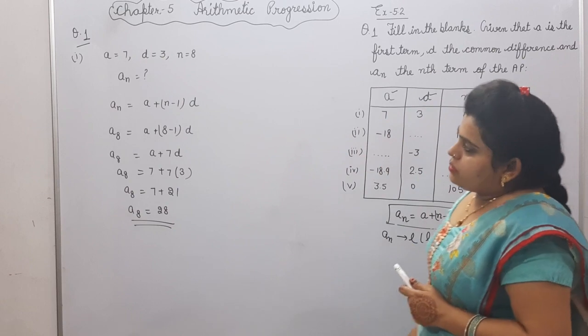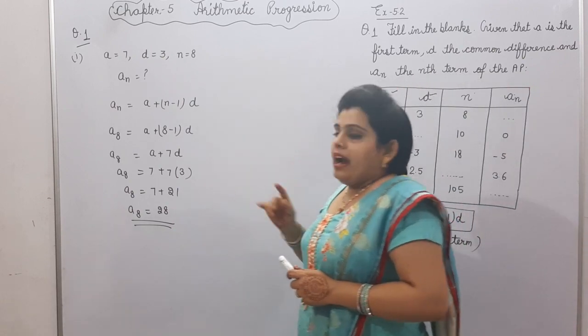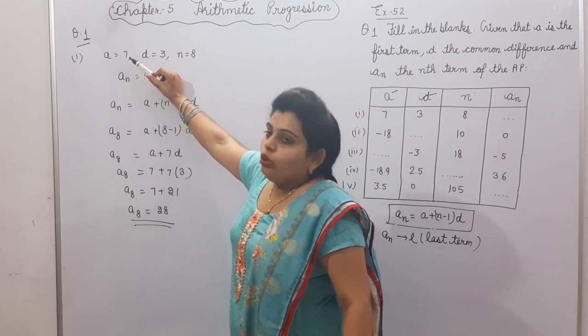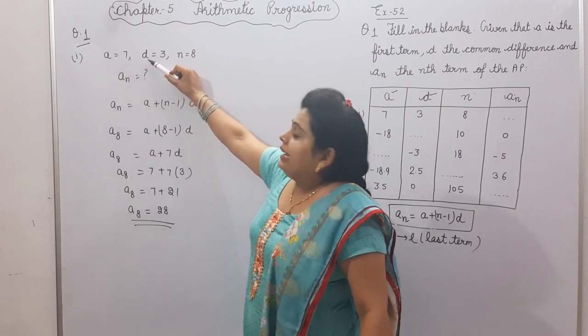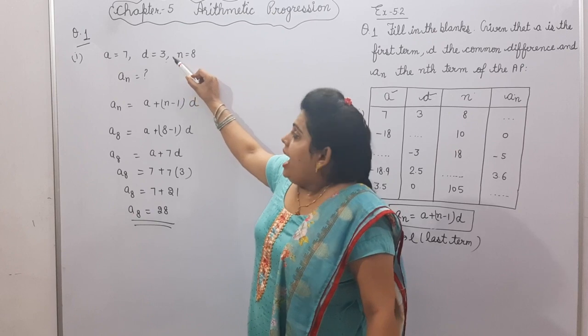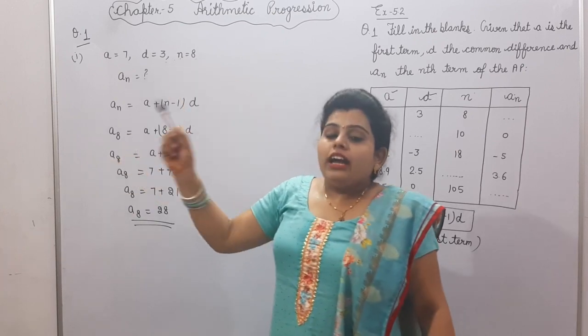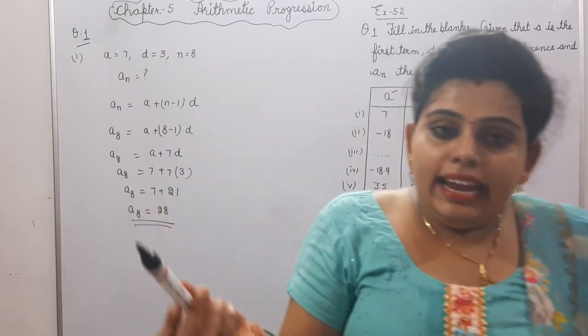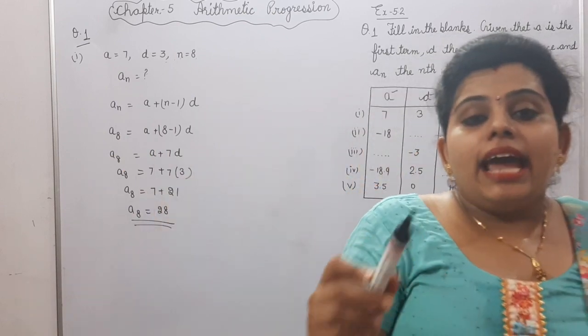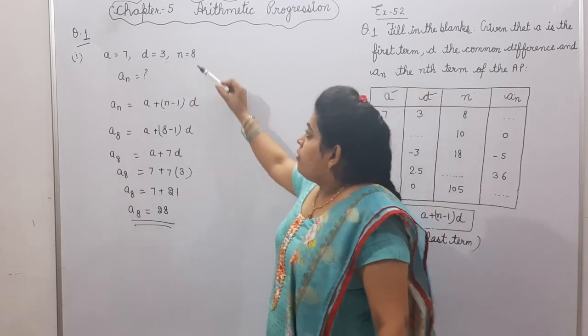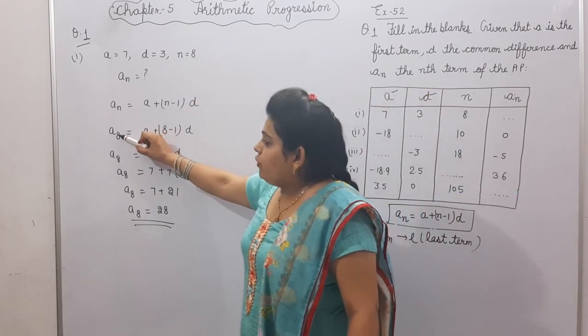Before starting next part, let us revise this part again. What is given? A is equal to 7. D is equal to 3. n is equal to 8. And we have to find the value of An. We know that An is equal to A plus n minus 1 into D. Now, putting these values, what is n? 8. So, we have to find A8.